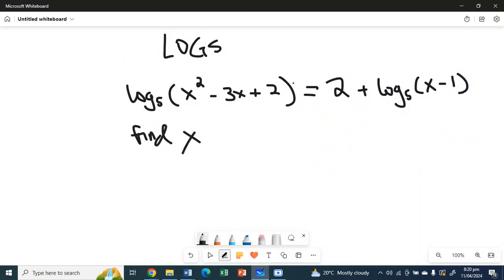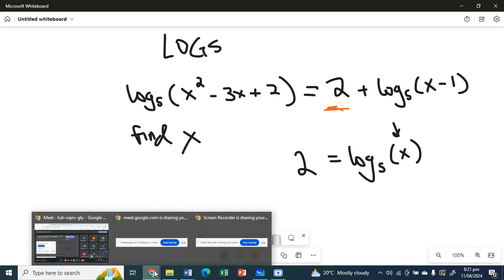Yes, we have to put every term in log base 5. So as we can see here, this 2 isn't in log 5. So we need to make it in log 5. So this is what you're going to do. First thing you're going to say, 2 equals log 5. Then you're going to put x here. We want to find the value of x here so that this 2, we can replace it with this log base 5.